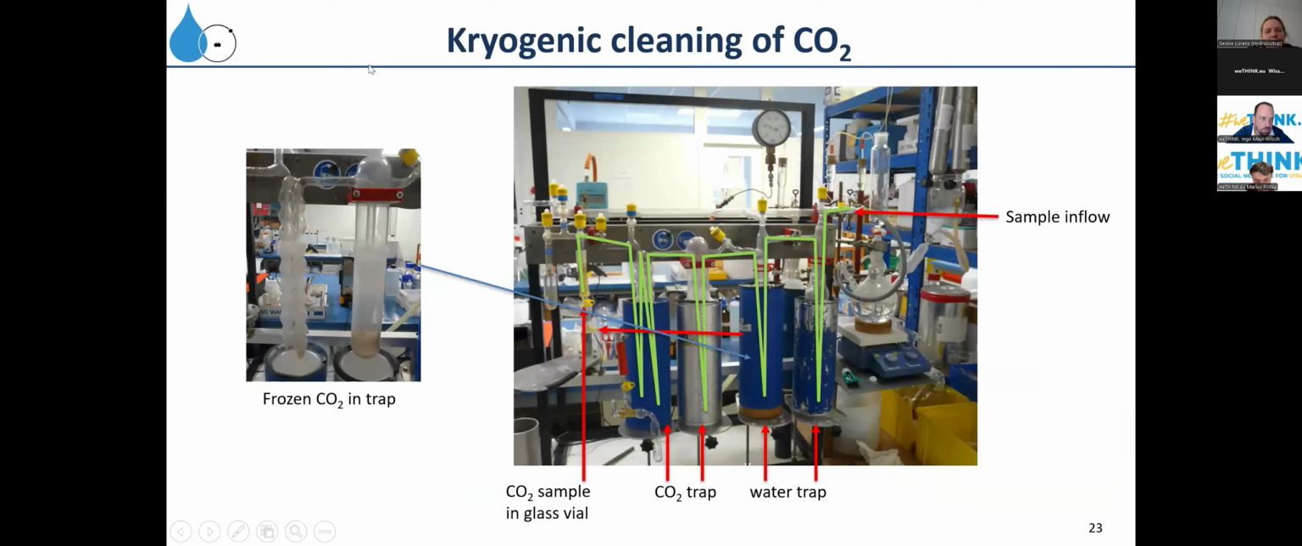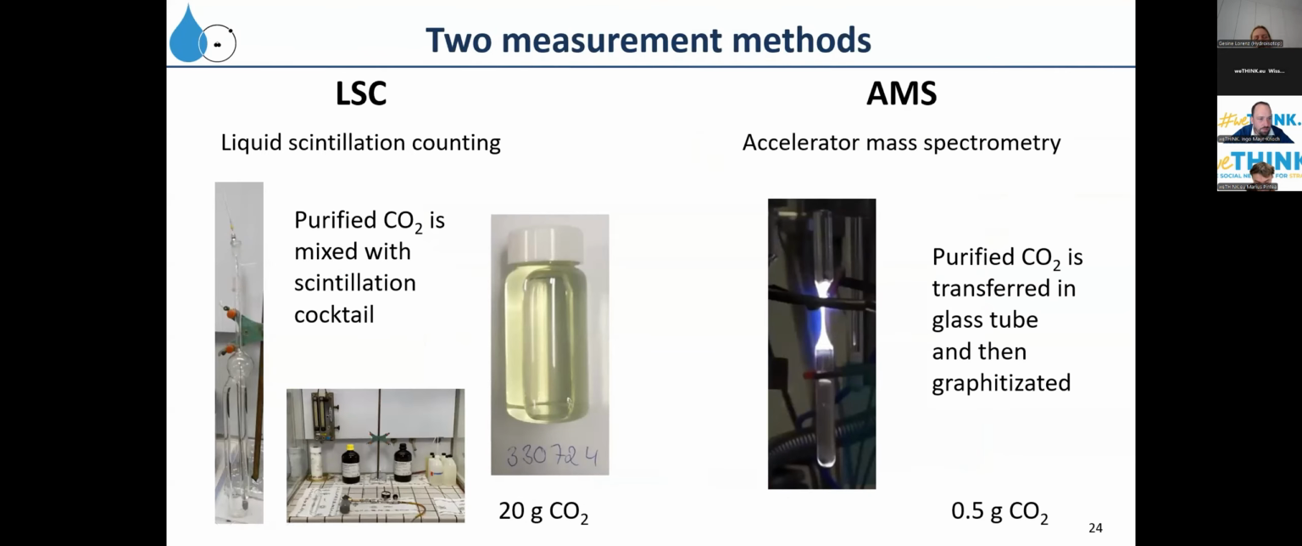No machines can do this. After we have produced the CO2, it has to undergo extensive cleaning because every other gas has to be separated from the CO2, especially hydrogen sulfide, as it all influences the measurement. So we have a lot of cryogenic steps here to separate other gases. Now we have our pure CO2, and we can decide if we want to use the method of liquid scintillation counting or if we want to use accelerator mass spectrometry.